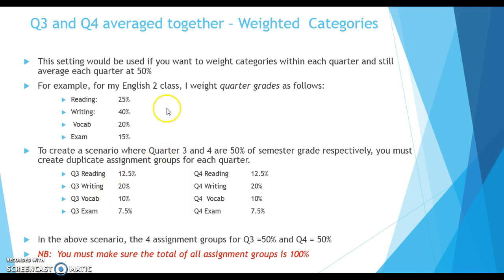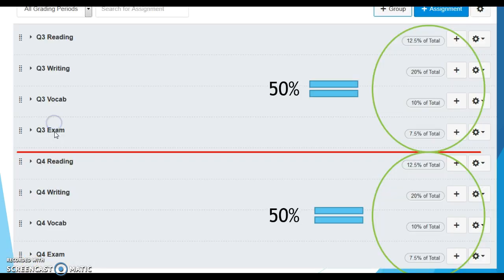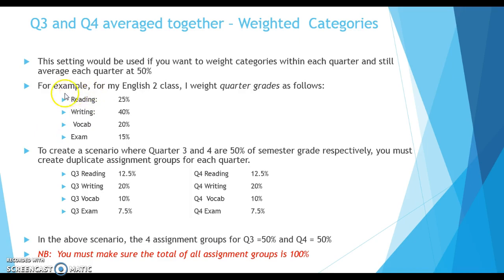So if you take a look here on the screen up in the top half, this is how I weight quarter grades for my English class right now. Reading is 25%, writing's 40%, and so on. So that is how I calculate a quarter grade within my class.